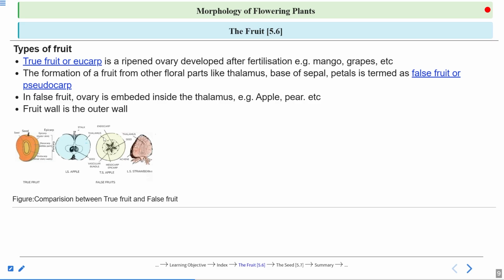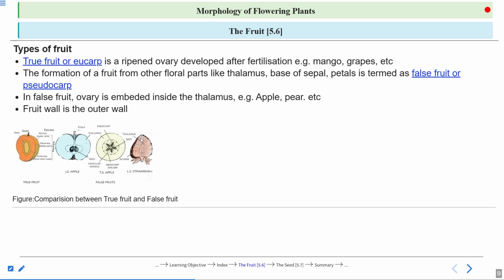Right? So which part are you eating? You are eating the thalamus in the case of apple, and also in the case of strawberry. In strawberry you see the seeds are embedded here. So this is one seed, second seed, third seed.